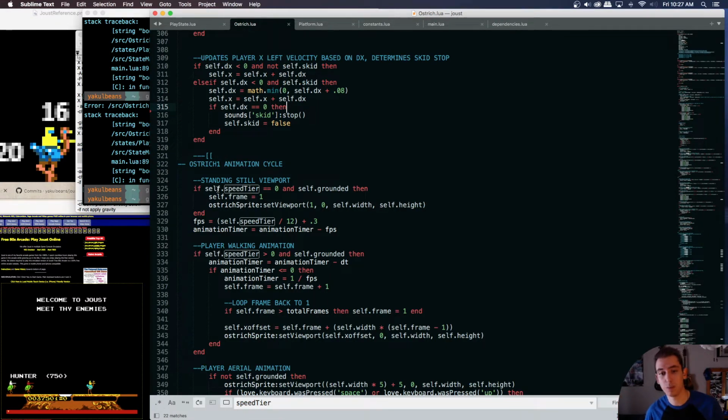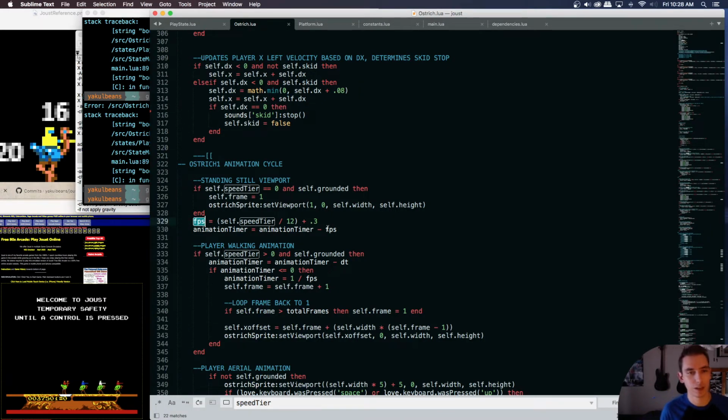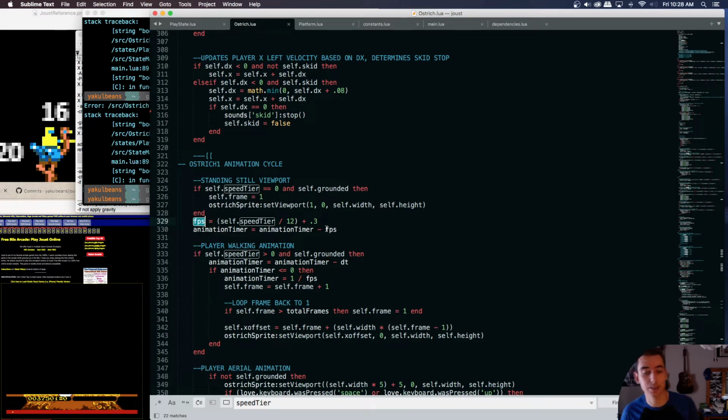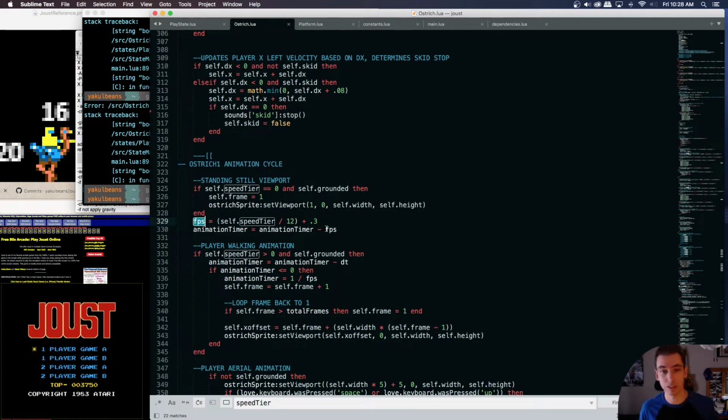if all of that works, this animation stuff is going to be jank because this value, the rate at which the animation timer gets changed, like the speed at which the sprites are changing, is variable depending on speed, which is now our dx, when it used to be our speedTier. So it used to be speedTier divided by 12 and then added a 0.3, which gave us pretty good results.